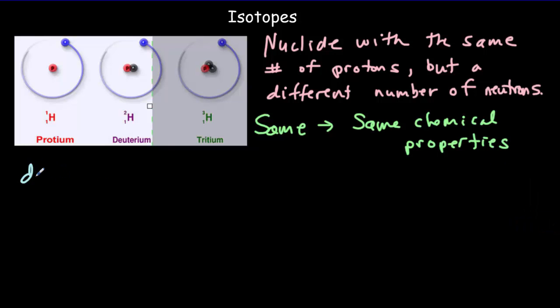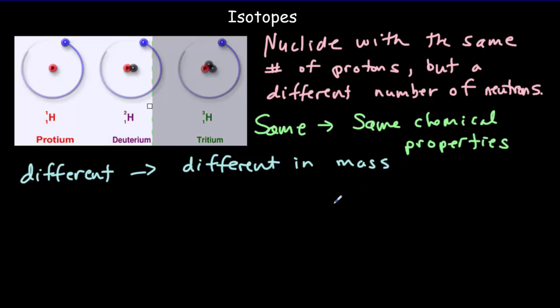They're different in 2 ways. The obvious one, they're different in mass. And the less obvious one, they're different in terms of their lifetime and their stability.